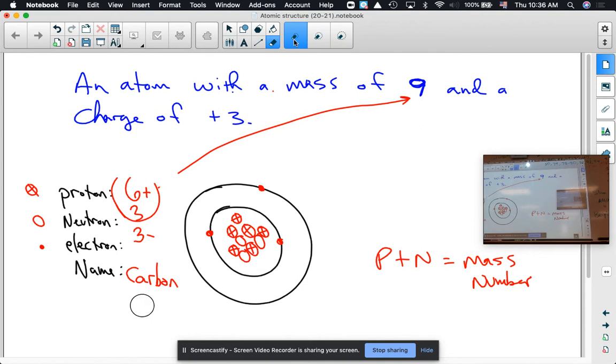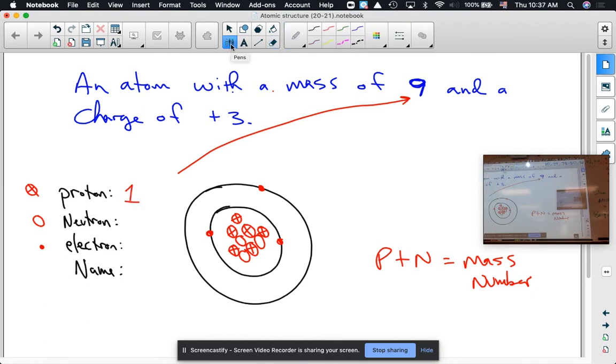If we use hydrogen here, I won't sketch it. I'll just write the numbers here. Hydrogen is a 1. Hydrogen has 1 proton. It's number 1 on the table. 1 proton, which means we'd have to have 8 neutrons here, right? To get our mass of 9, we'd have to have 8 neutrons, 1 proton.